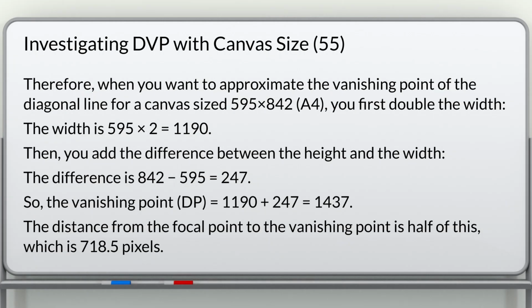Therefore, when you want to approximate the vanishing point of the diagonal line for a canvas sized 595 by 842, you first double the width. The width is 595 times 2 equals 1190. Then, you add the difference between the height and the width. The difference is 842 minus 595 equals 247. So, the vanishing point equals 1190 plus 247 equals 1437. The distance from the focal point to the vanishing point is half of this, which is 718.5 pixels.